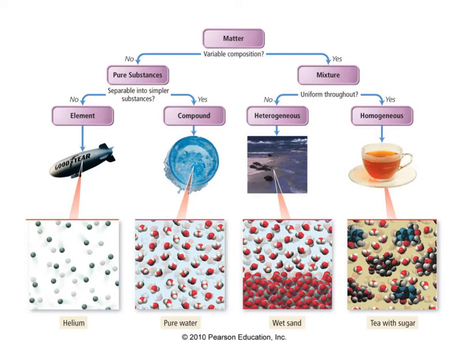An example of a heterogeneous mixture, where it's not uniform throughout, would be wet sand. If I had a beaker of wet sand, I can clearly see that the sand settles to the bottom, and I can then see the barrier there where it's separating the water from the sand.